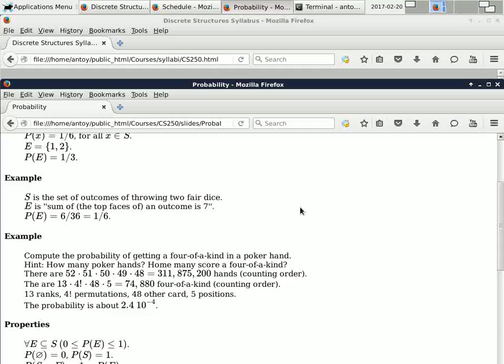Or you can compute a royal flush. A royal flush is ace, king, queen, jack, and 10, all of the same suit. How many royal flushes are there? 4, right? Very good. All right.